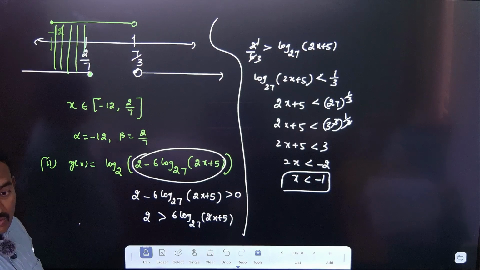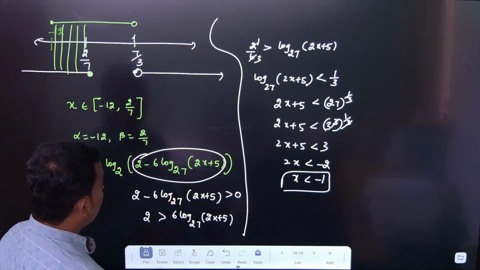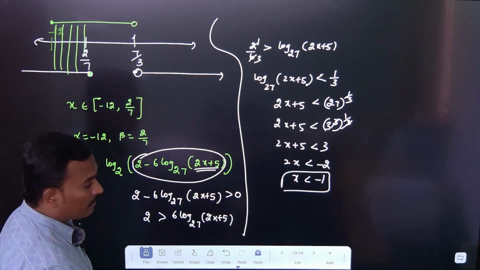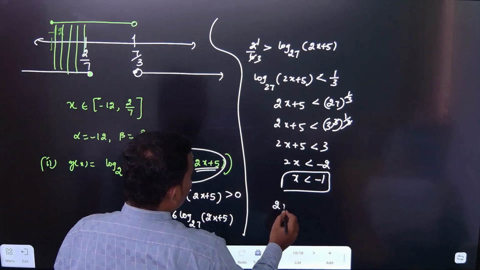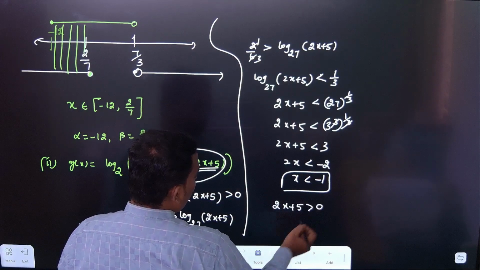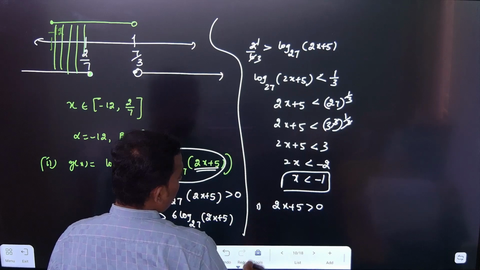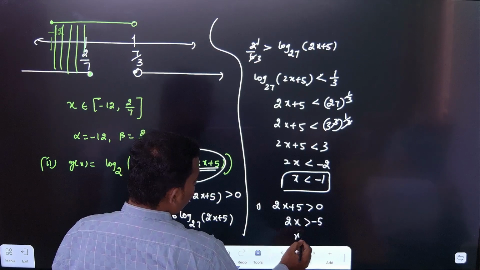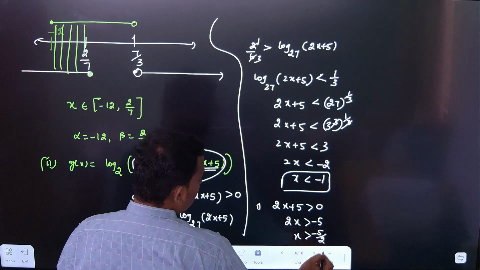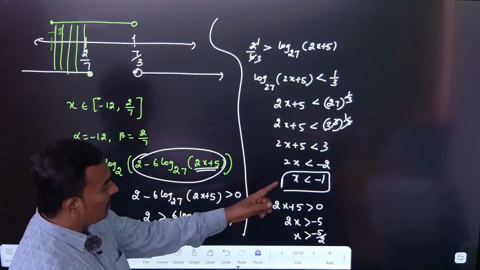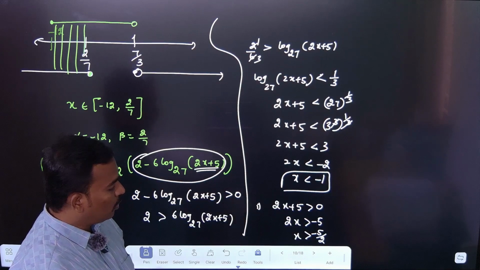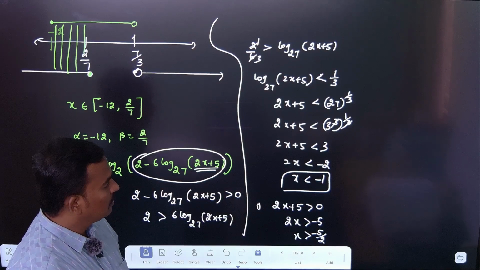And one more thing you have to observe. The log base 27 is there, and the input is 2x plus 5, so 2x plus 5 should be greater than 0. Second observation. So 2x is greater than minus 5, and x should be greater than minus 5 by 2. You have to remember x should be less than minus 1 and x should be more than minus 5 by 2. So we need these conditions, right?